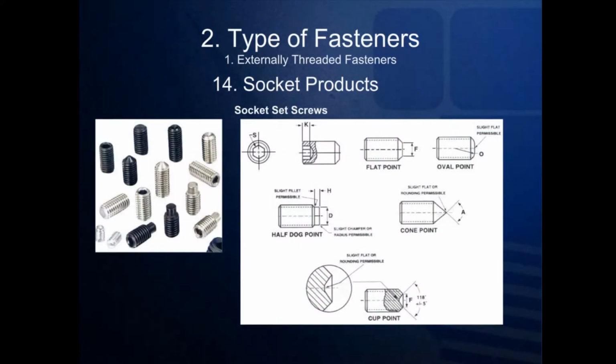Socket set screws are small, headless screws that possess a socket type drive. Socket set screws can have several different types of points. Although the most common point is the cup point, other points like cone point, half dog, and full dog exist. Socket set screws are almost always small in diameter and are commonly used in mechanical seals. The different types of patterns listed here are important and should be memorized.